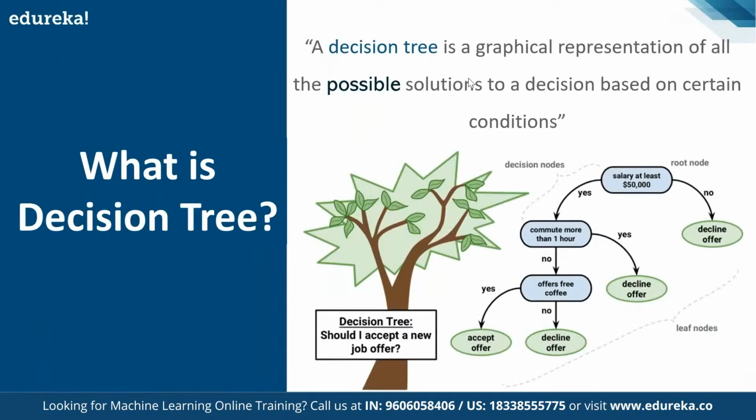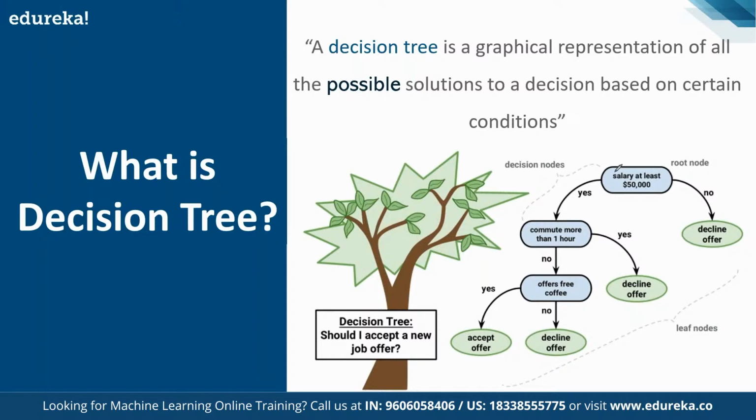A decision tree is a graphical representation of all possible solutions to a decision based on a certain condition. What does it mean? It is as simple as that. Imagine that this is a tree, where you have a problem statement: should I accept a job offer or not? This is a problem statement which is there in your mind. Now how would you solve this problem statement with the help of a decision tree?